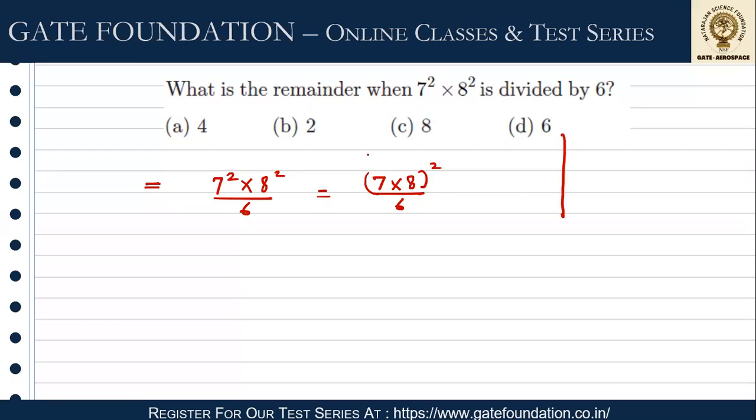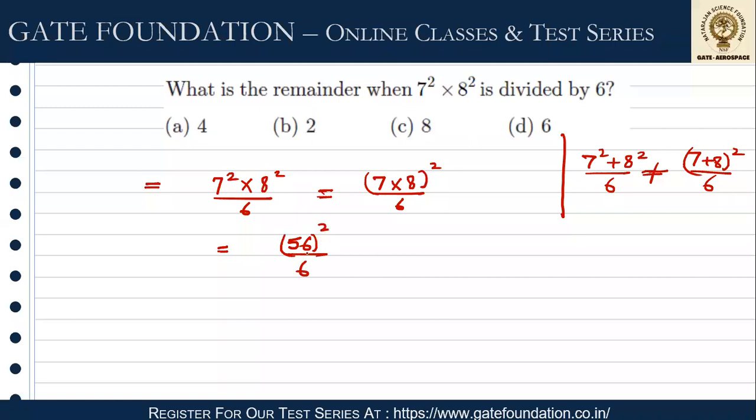This is only applicable in this case. If you have 7 square plus 8 square divided by 6, this does not mean 7 plus 8 whole square divided by 6, right? This is not equal. This is only applicable in the case of multiplication. Make sure of this, as this kind of mistake happens often. So over here, I'll find out the product. 8 into 7 is 56. I'll find out 56 square.